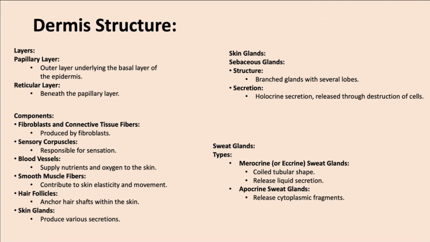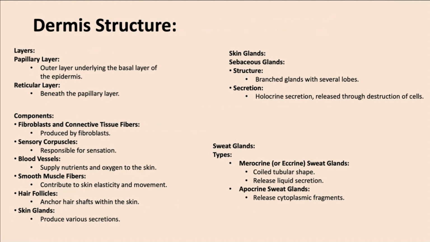So what is the dermal structure composed of? Basically it has connective tissue. This connective tissue is produced by fibroblasts, and it's there to support the epidermis, to support the endothelial cells in the epidermis.